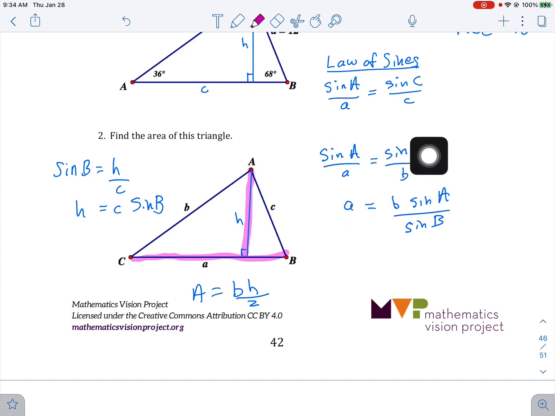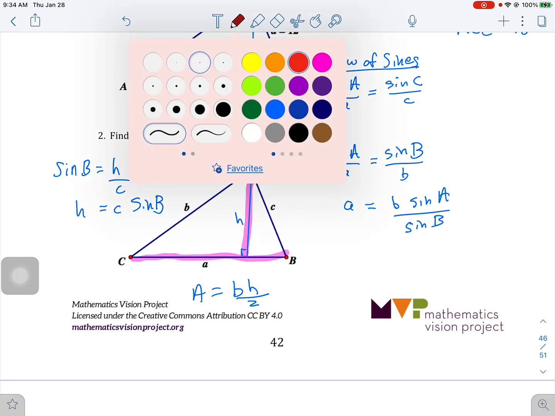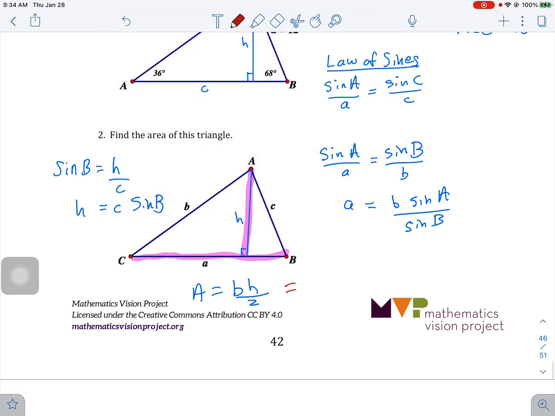Sine of A over a is equal to sine of B over b. And that gives us an expression for a. This is the base. Using algebra here, solving for a, we get b times the sine of A over the sine of B. So the first thing I'm going to do is write this down below because we've just figured out what that a value is here. So it's b sine of A over sine of B.